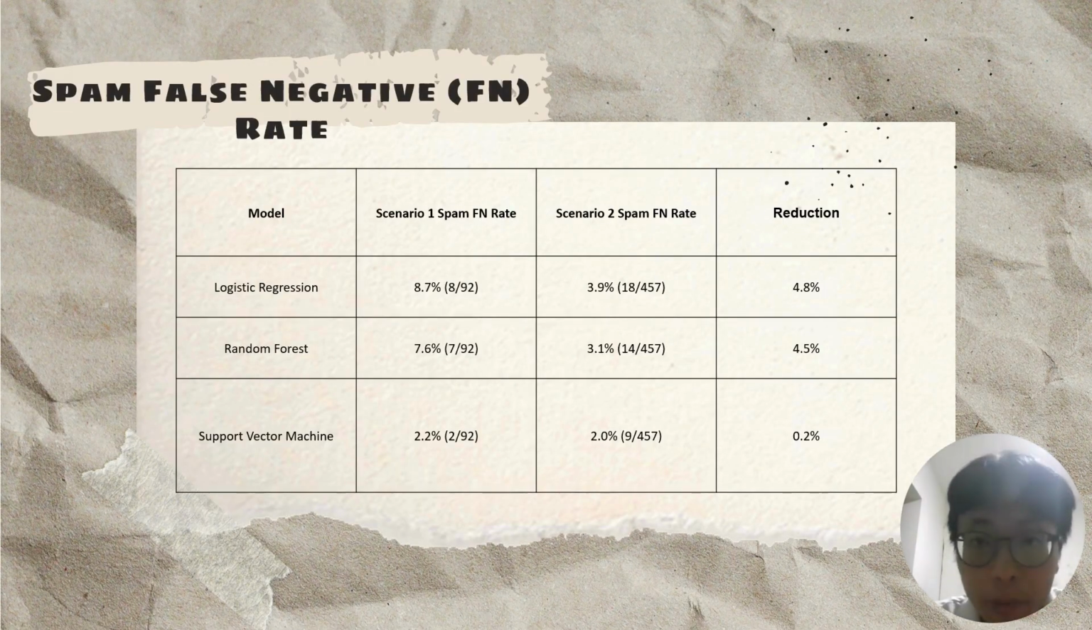In this table, we are presenting the spam false negative rate in each scenario. We can observe that for all three models, the false negative rate has decreased with a larger dataset and a greater distribution of spam messages. Random forest and logistic regression improved by 4.5% and 4.8% respectively in the classification of spam messages, while support vector machine had a negligible improvement of 0.2%.